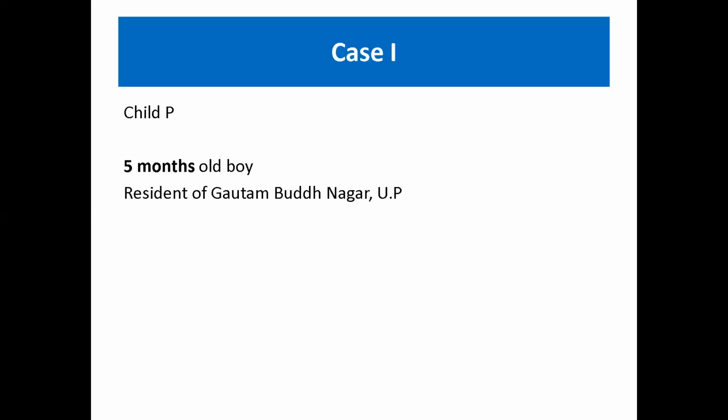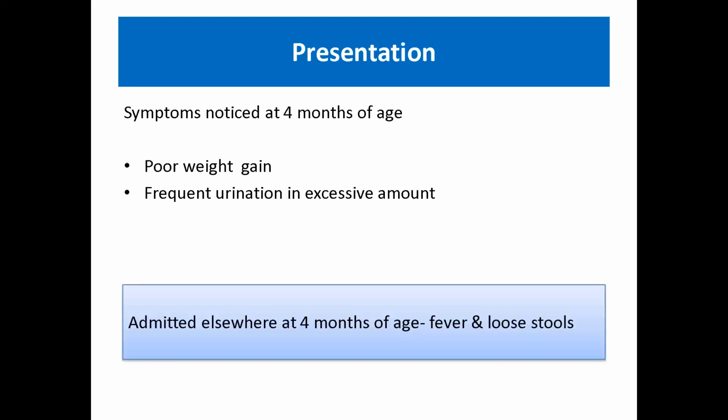Yes. So our first case is a 5-month-old boy who presented to us with symptom onset at around 4 months of age. The chief complaints were poor weight gain and frequent urination, which was in excess amount as noticed by the parents.